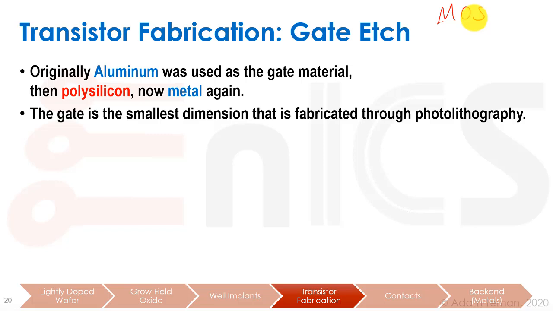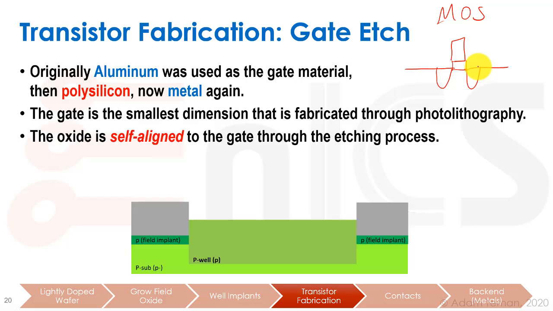Okay, the gate is the smallest dimension that's fabricated through photolithography. So again, we have this gate that is supposed to be a piece of polysilicon, or of metal nowadays, a very, very, very small piece of oxide, and then we have our substrate, and our substrate is supposed to have these wells on the side.